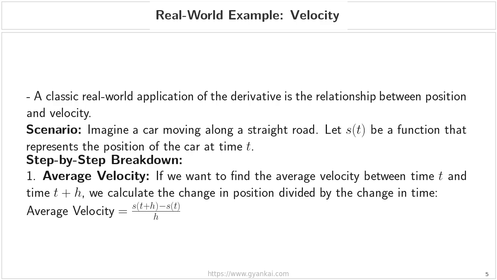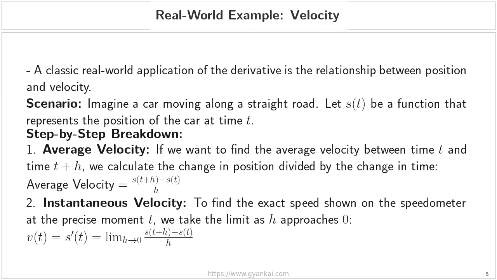In mathematical terms, this is the change in position, s of t plus h minus s of t, divided by h. You will notice that this is the exact same structure as the difference quotient we discussed in the formal definition on slide 2. However, average velocity doesn't tell us what is happening at a single moment. To find the instantaneous velocity, which is the exact speed shown on the car's speedometer at the precise moment t, we must apply the limit.